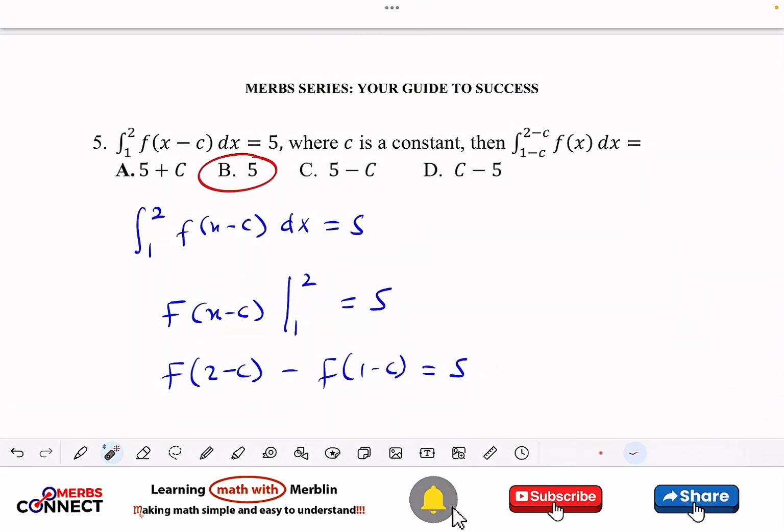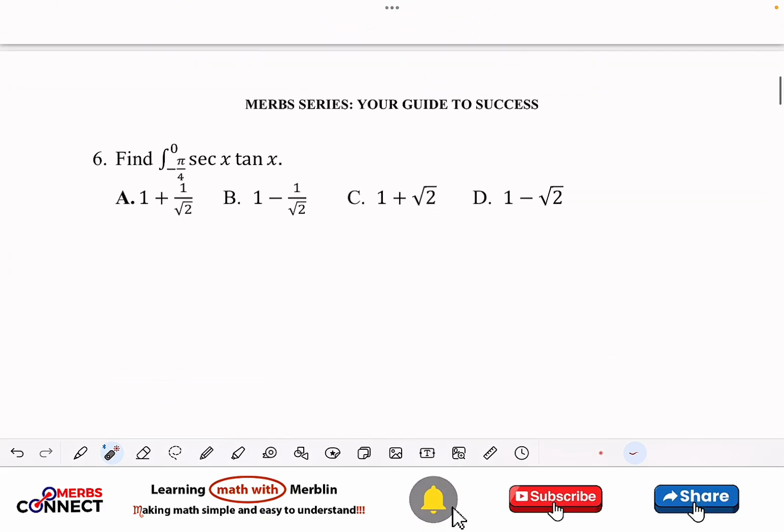So you see that what we are just doing here is we are doing something like this. The minus c here, we are just bringing it here and here from here. So this one, without even solving, you should be able to know that this is going to be equal to 5 here.